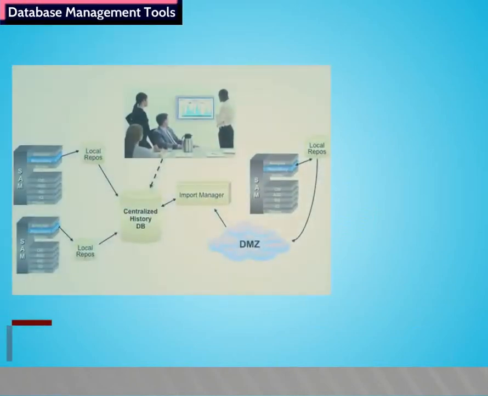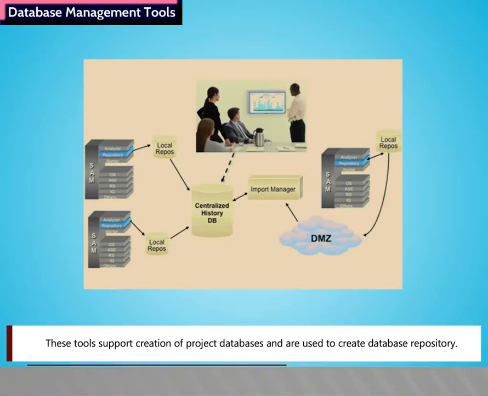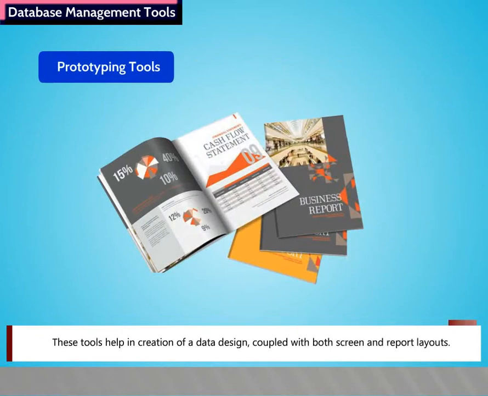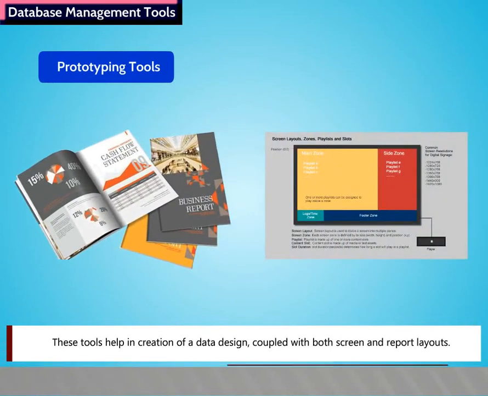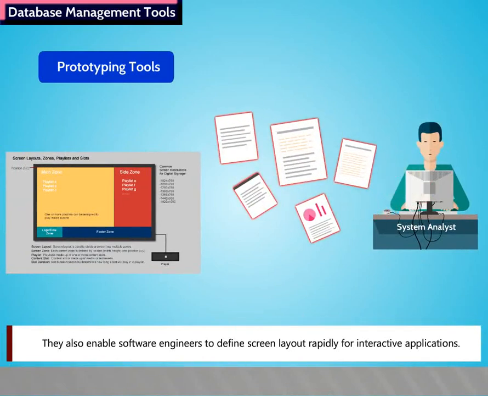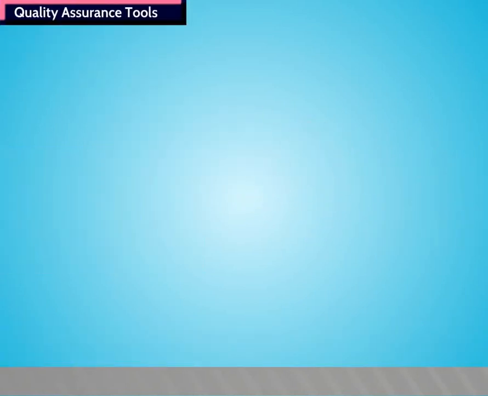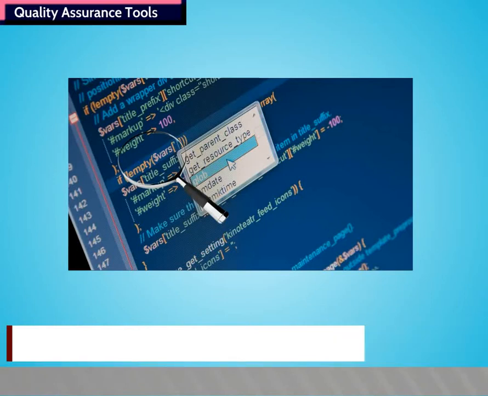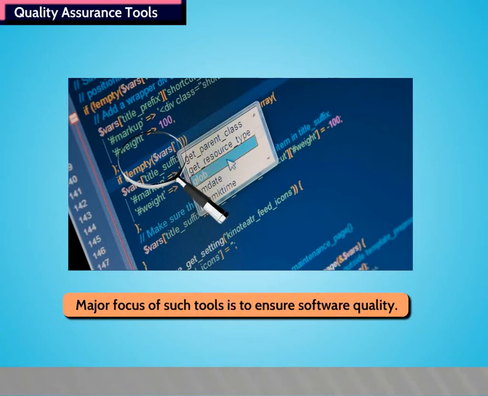Database management tools. These tools support creation of project databases and are used to create the database repository. Prototyping tools. These tools help in creation of a data design coupled with both screen and report layouts. They also enable software engineers to define screen layout rapidly for interactive applications. Quality assurance tools. These are metric tools used to audit source code to determine compliance with language standards. Major focus of such tools is to ensure software quality.